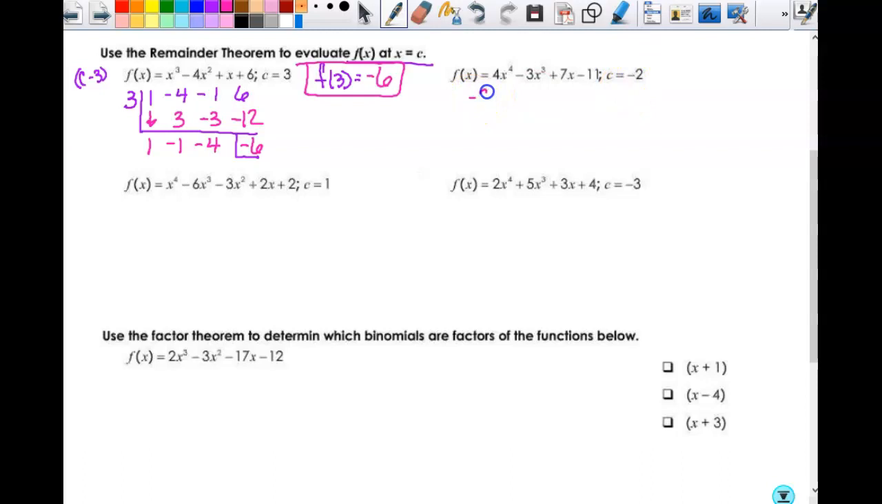This is what goes on the outside, negative 2. My coefficients are 4, negative 3. I don't have an x squared term, so there is a 0 there. 7 and negative 11. Bring down the 4. This gives me negative 8, negative 11, positive 22, 22, negative 44. Then that gives me a negative 37, right? 44 minus 7, yep. And then negative 2 times 37 is going to be a positive 74. Positive 74 and negative 11 is going to give me a positive 63. So f of negative 2 equals 63.